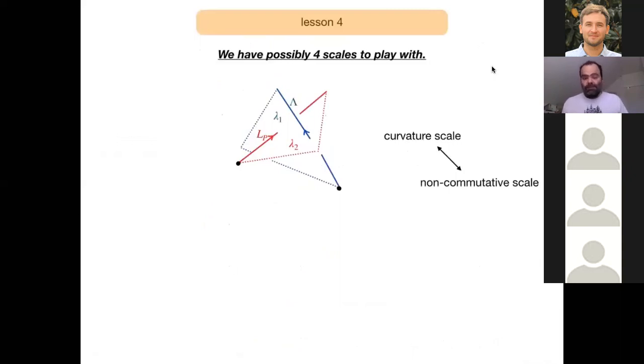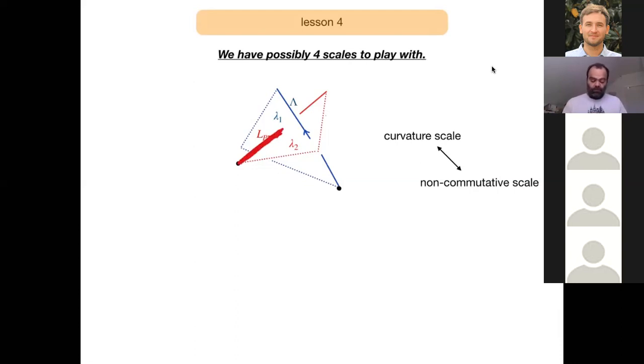So time is up. What I want to say is that I want to emphasize the fact that we have four scales a priori to play with. Usually we see that there is LP. This LP scale is kind of the curvature. Usually in the LQG picture, we have SU(2) here. So SU(2) is the curvature.